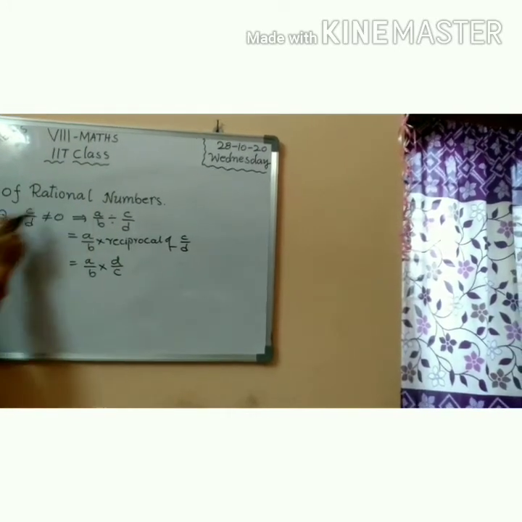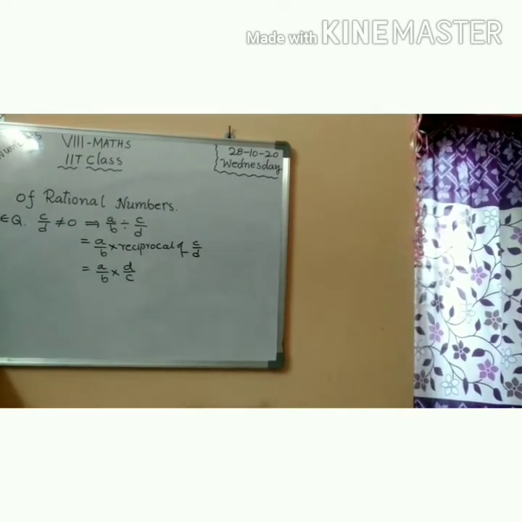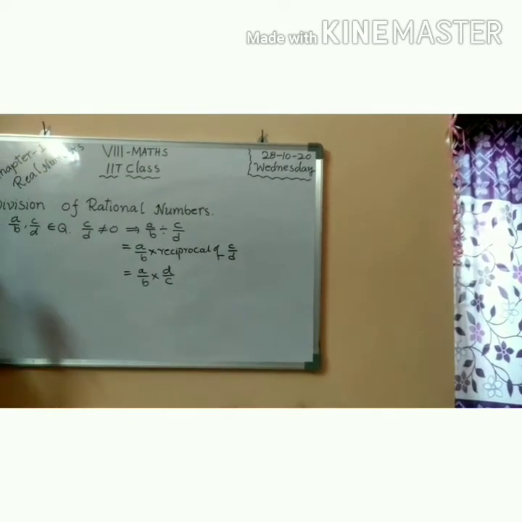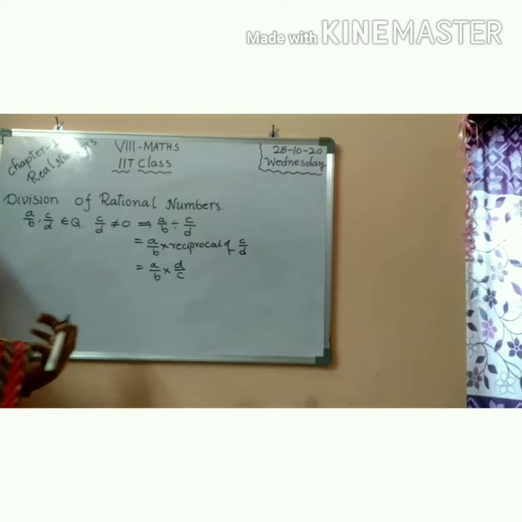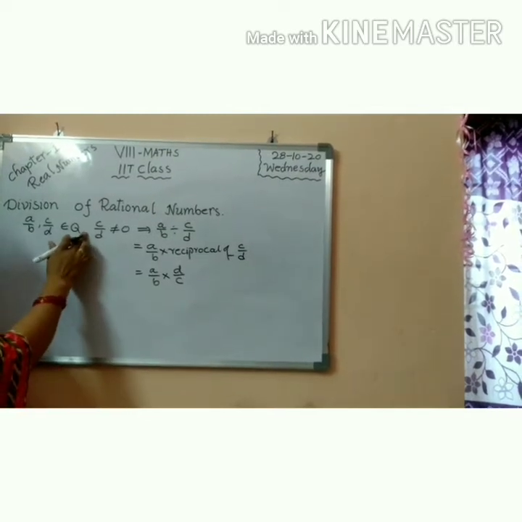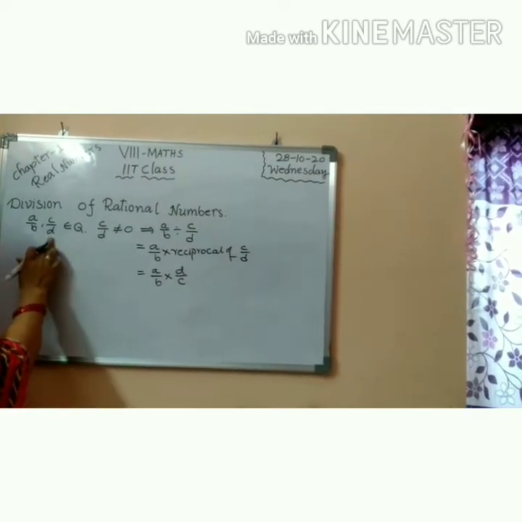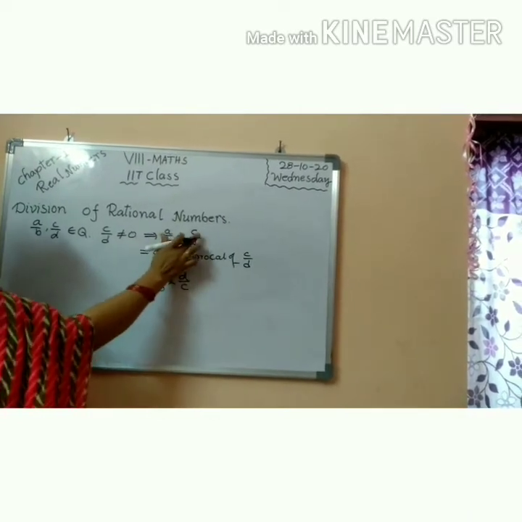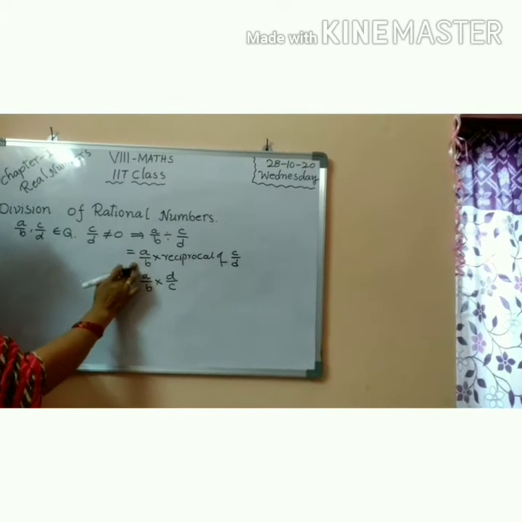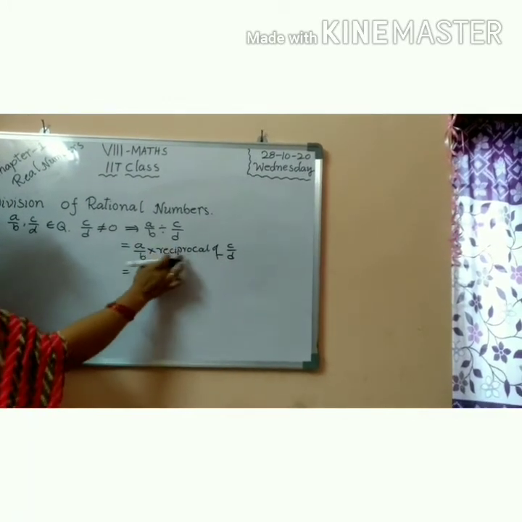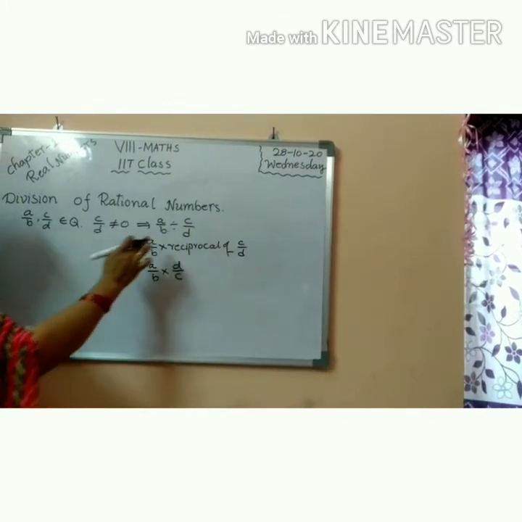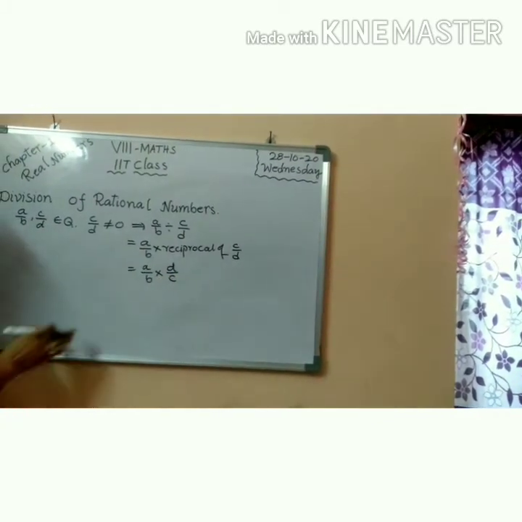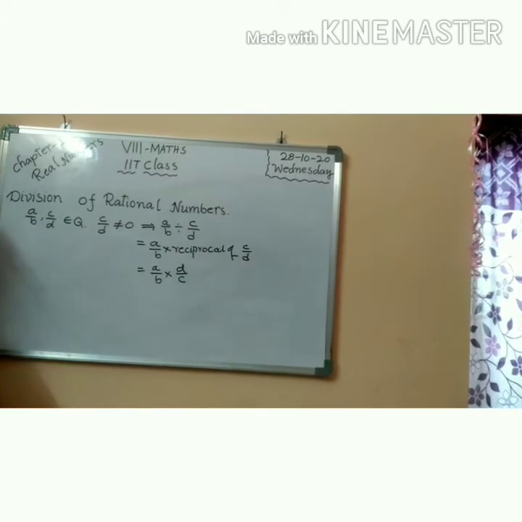Under the division of rational numbers, you have to take any two rational numbers a/b and c/d belonging to Q. Q means rational numbers. Here c/d is not equal to 0. Then a/b divided by c/d is a/b into the reciprocal of c/d. Reciprocal means multiplicative inverse, so a/b into d/c. This is division of rational numbers.